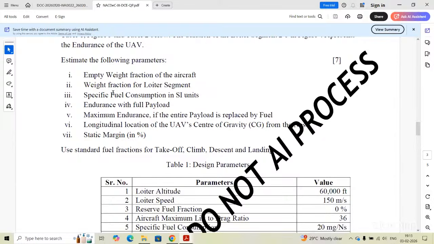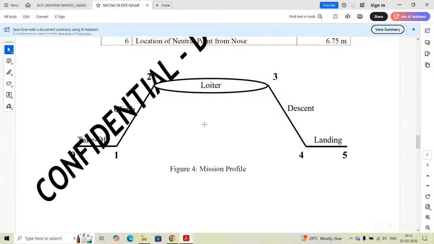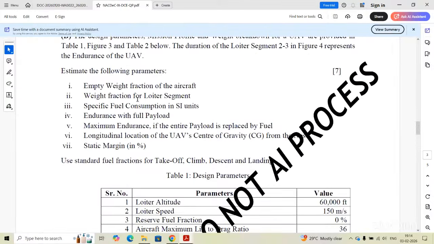The second question is about the weight fraction for the loiter segment. Here you have this mission profile. Loiter is only considered between point 2 and point 3. So you have to consider only this point to obtain this weight fraction for the loiter.